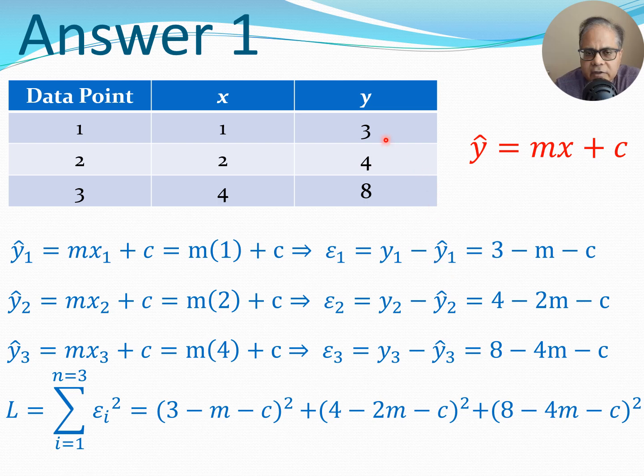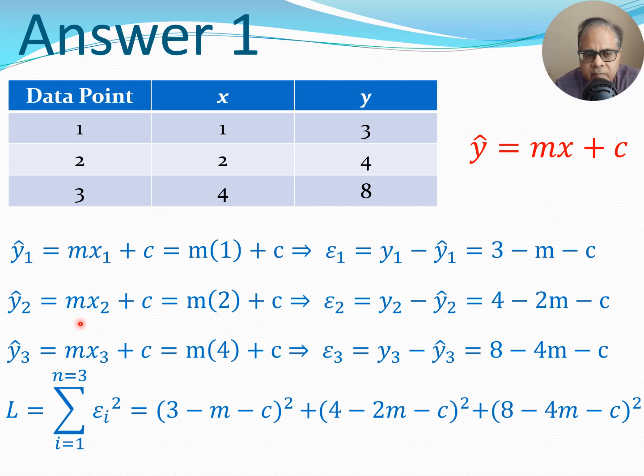hat. Y1 is 3 here. That's the actual value of y at that point, and y1 hat is of course m plus c, which is the predicted value. So I get epsilon 1 is 3 minus m minus c. So that's something which you can clearly see from this equation, that epsilon 1 is y1 minus y1 hat. Now this is sometimes known as the residual value. So at data point 1 we have calculated the residual between the actual data point 3 and the predicted data point, which is m plus c.